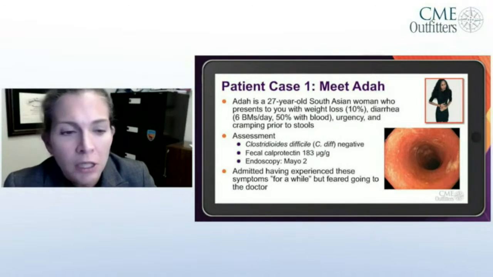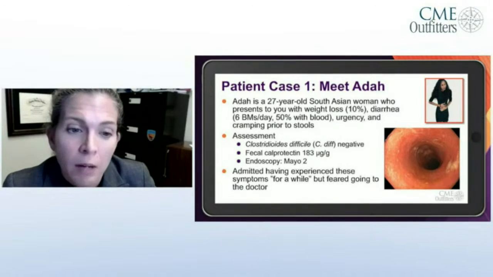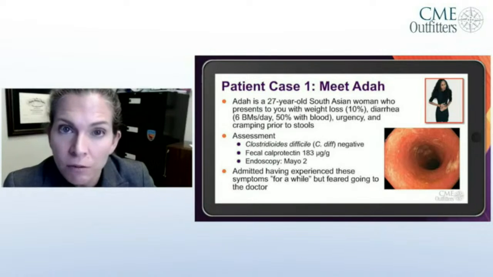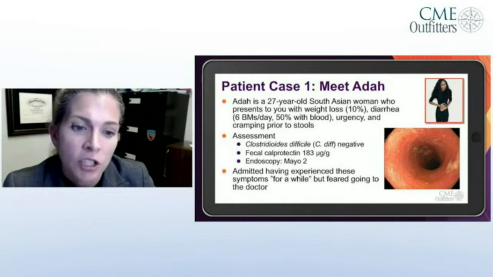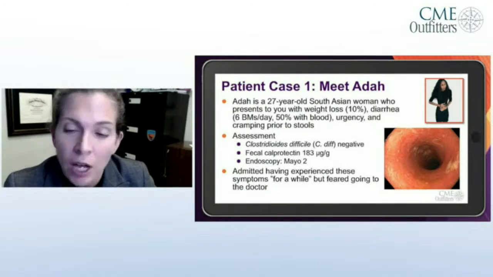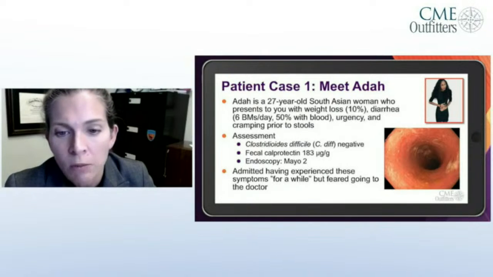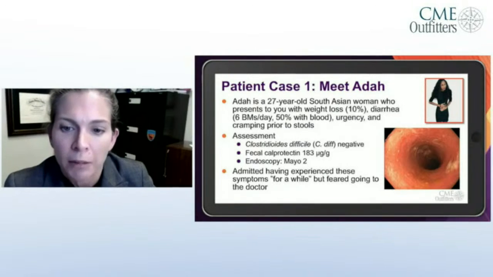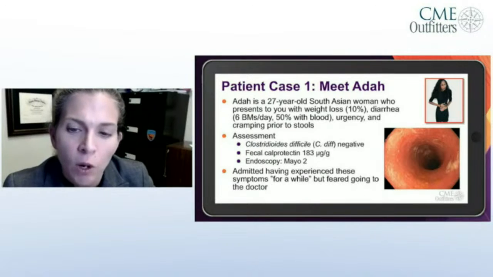Initially, you do some workup. Obviously, we're going to check for C. diff, which was negative. She did have a fecal calprotectin, which came in at 183. And at the time of an endoscopy, she had Mayo 2 inflammation. And I'd like you to look at the photo over on the right.